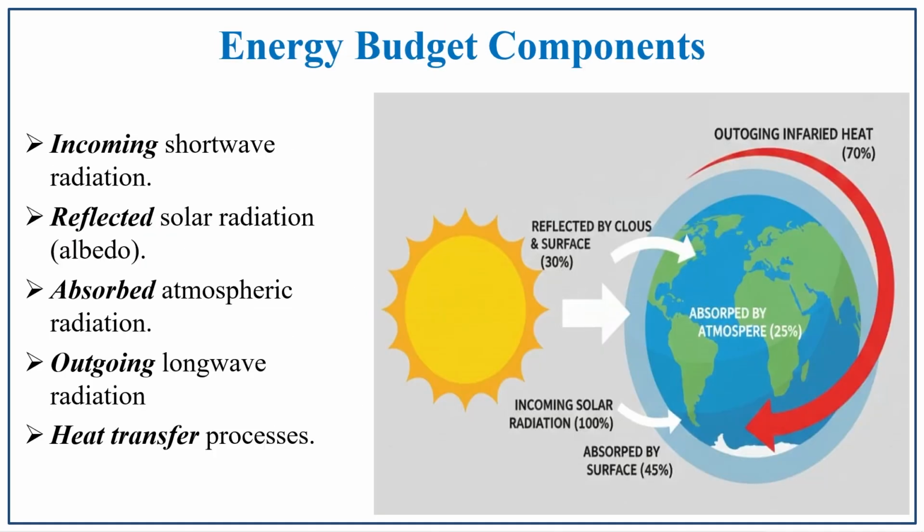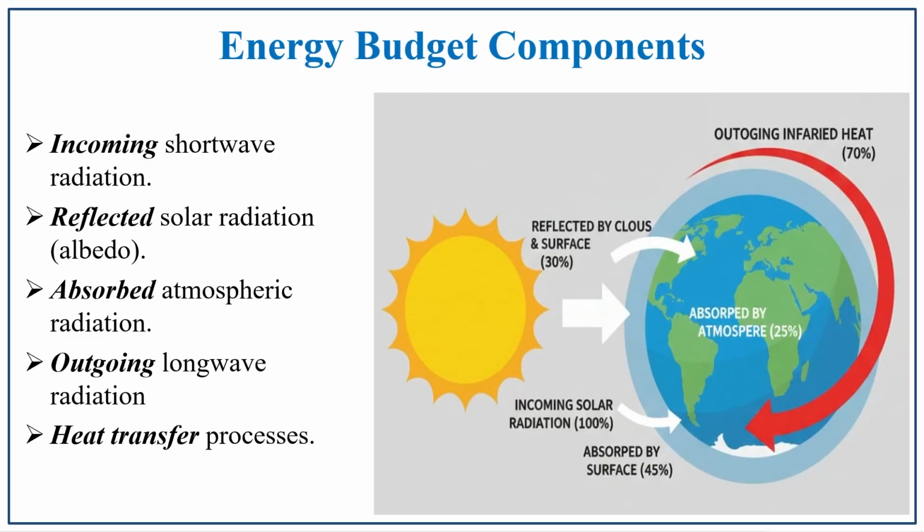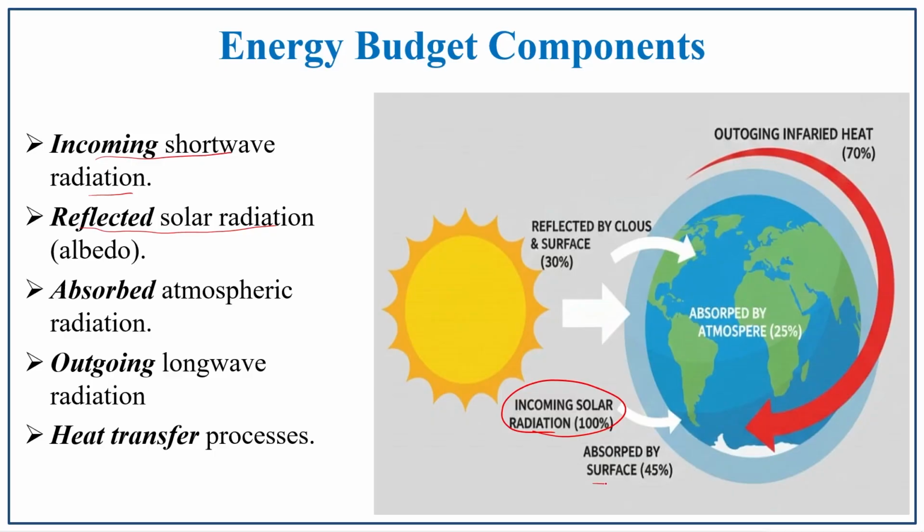Energy budget components. There are many components in the energy balance, that is, the temperature balance. First and foremost is the incoming short wave radiation. Incoming solar radiation is one of the most important factors. The next one is reflected solar radiation, that is albedo. Albedo is the reflection from the surfaces. It will be different for each and every surface. So, albedo also plays an important role; it is one of the major factors.